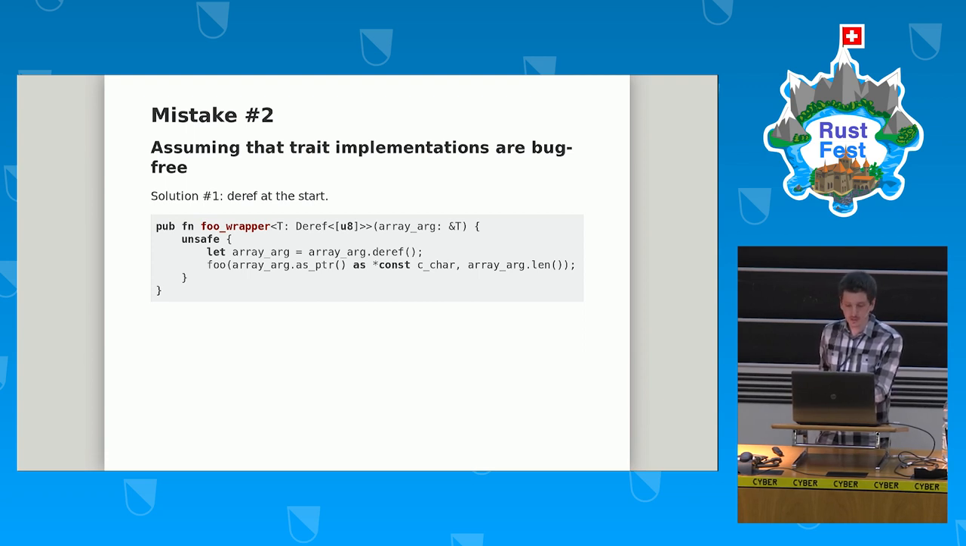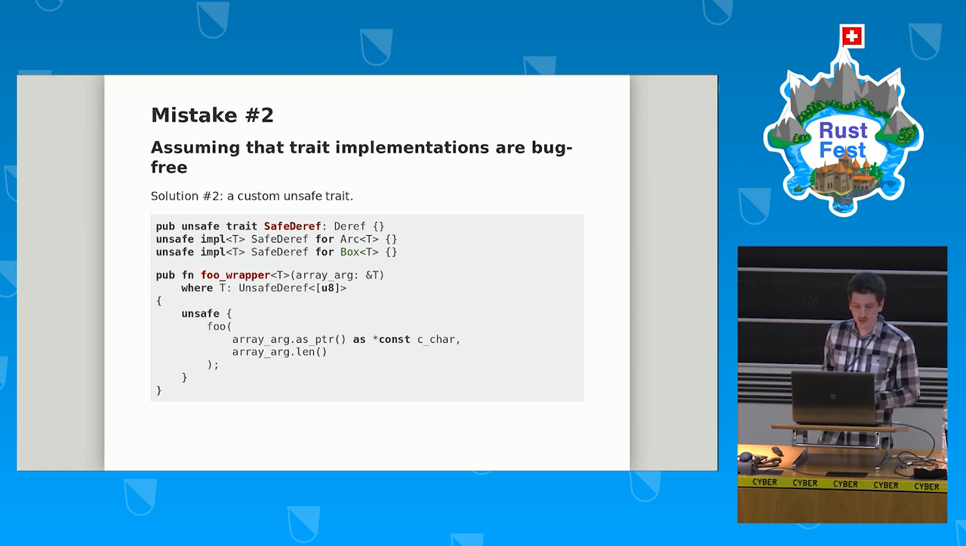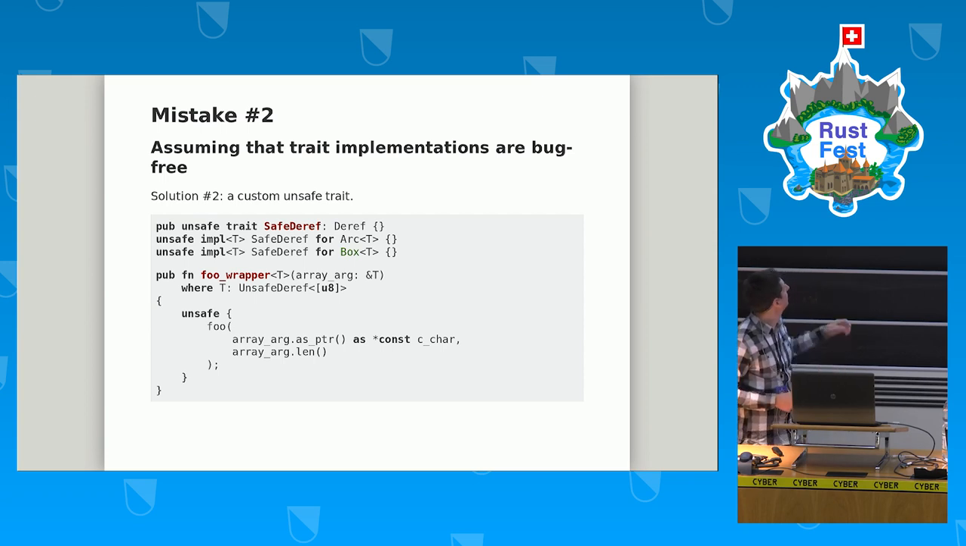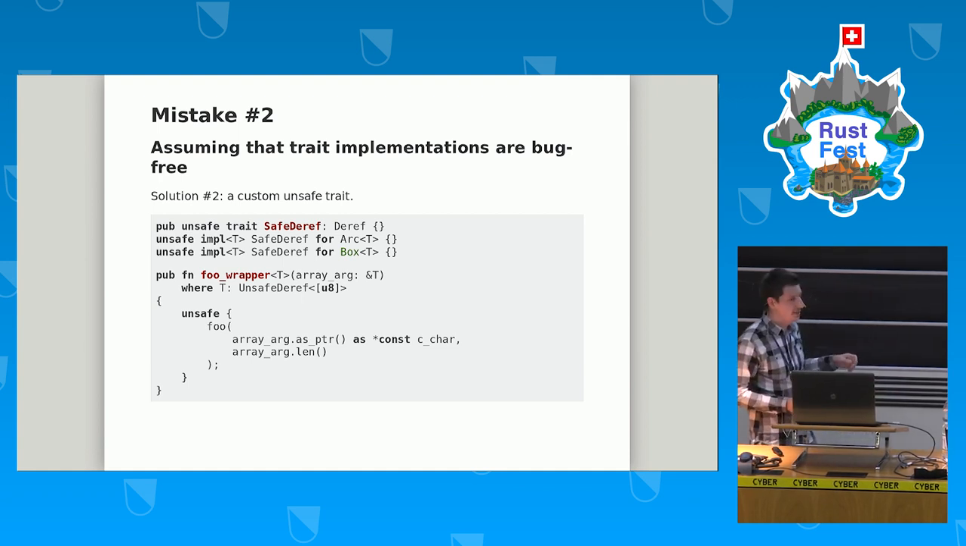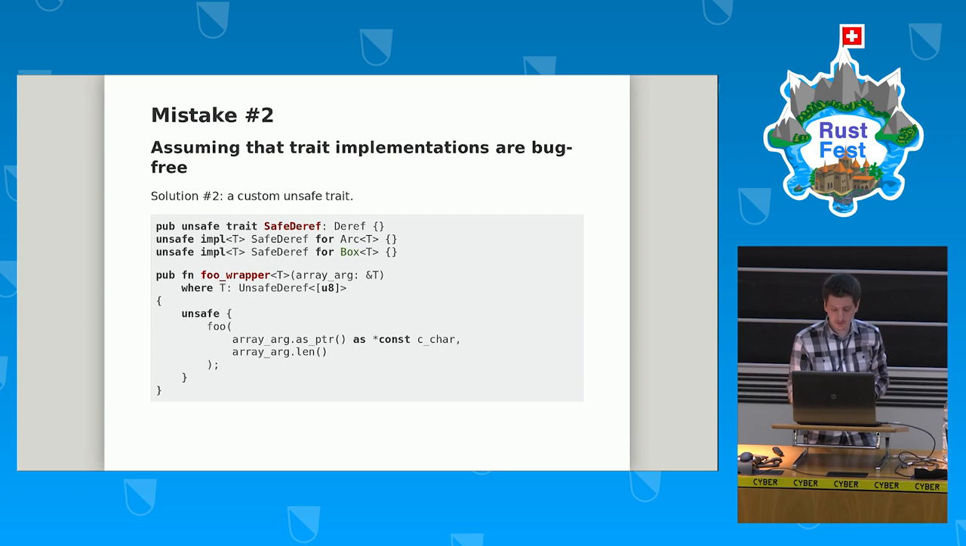But sometimes this solution can be inconvenient. So the second solution is to use a custom unsafe trait. Instead of requiring Deref, you require a trait named UnsafeDeref. And basically, the burden of implementing deref correctly is on the user of your library. In lines 2 and 3, you have these unsafe keywords, and that means that the person who implements the UnsafeDeref trait guarantees that it is actually implemented correctly. So you, as a writer of your wrapper, only write the wrapper, and the user of your wrapper has to implement UnsafeDeref for whatever they want.